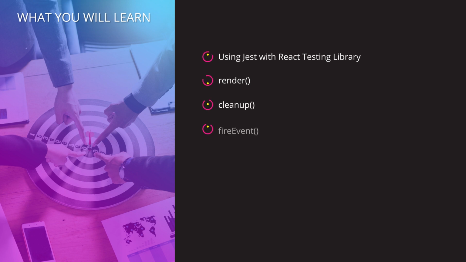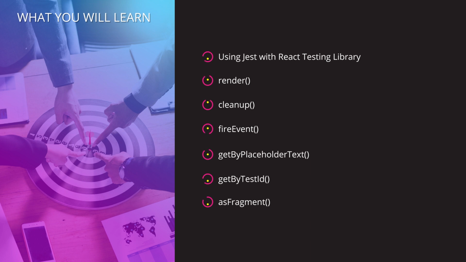In this video, we'll use Jest with the React testing library to write unit and integration tests for the app we worked with in the previous video. We'll use the render, cleanup, fire event, and wait methods from the React testing library, in addition to the get by placeholder text, get by test ID query functions, and the as fragment method for rendering snapshots.